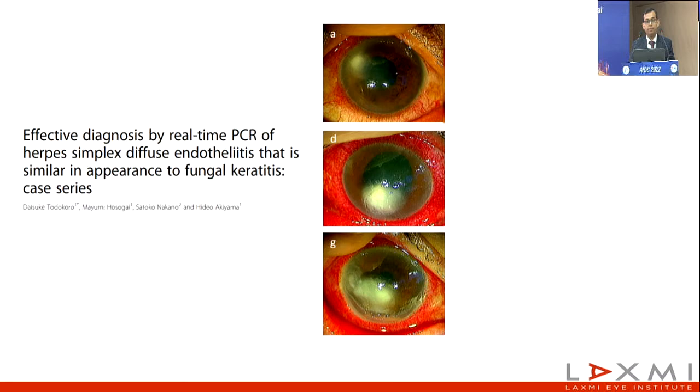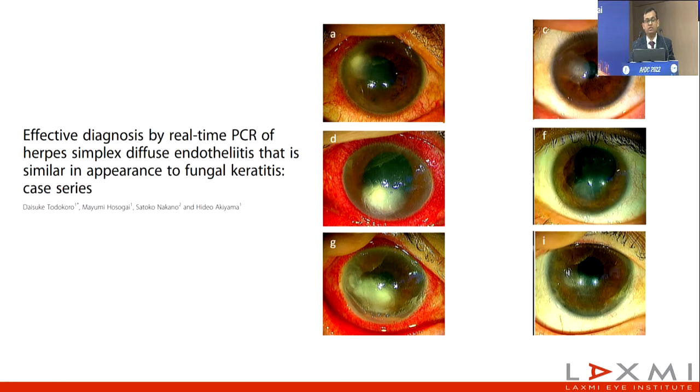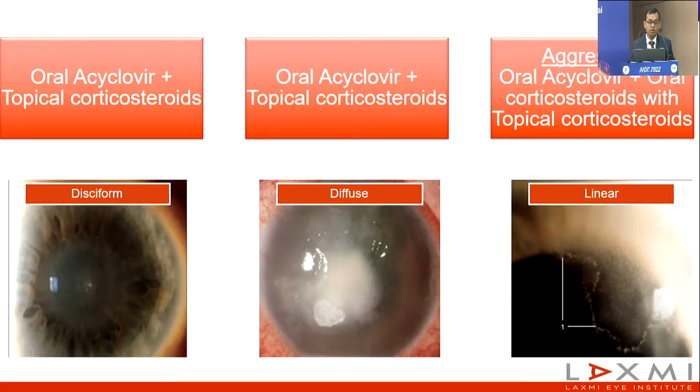And the patients were subsequently treated with oral ACV as well as topical steroids in a very controlled manner, and you can see that in this type of clinical scenario, you do see resolution. So disciform and diffuse endothelial keratitis do need oral ACV and topical corticosteroids. However, linear endothelitis can be stubborn at times, and even oral corticosteroids may be required.